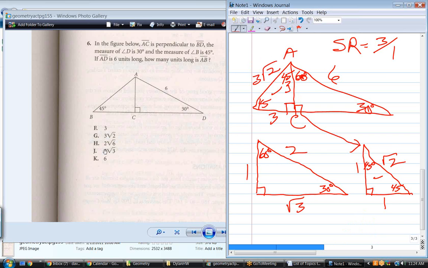Cool. And this is the definitive problem. If you can do this problem, you can go a long way in geometry, because this problem incorporates the concept of similar triangles, and it also requires you to know these two triangles down here.